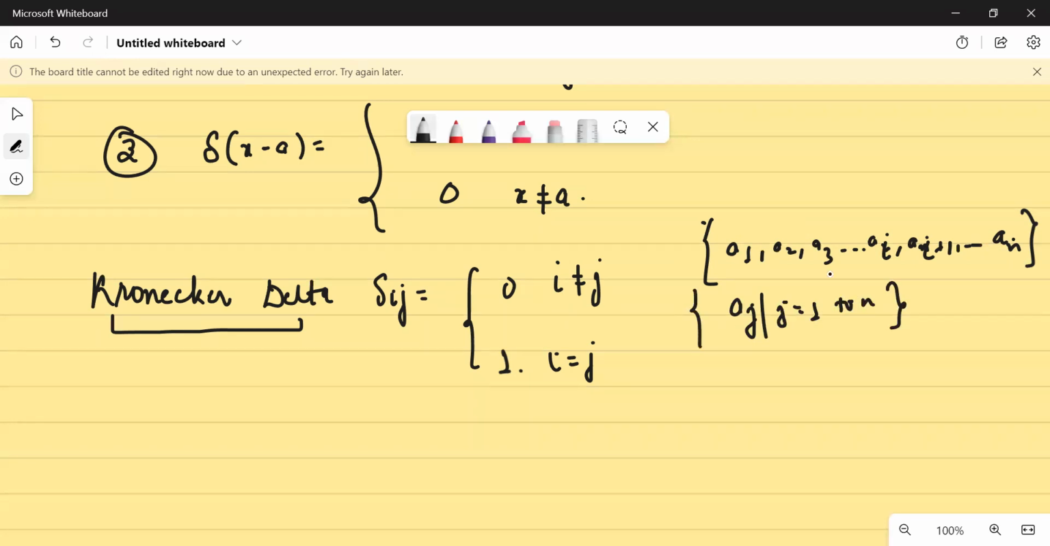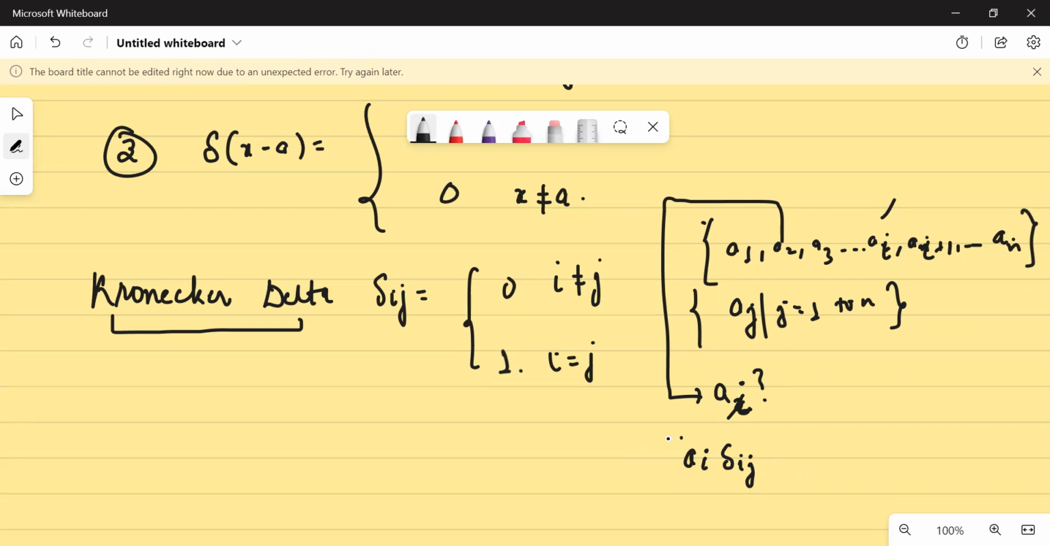If I want to extract one element out of it, let's say a2, how to extract it? Or, to keep it a general case, if I want to extract a_i, what would I do? I would simply multiply my a_j with the Kronecker delta. If j is equal to i, then this will be equal to 1, otherwise it will be 0. So if j is equal to i, it will give you a_i in return.